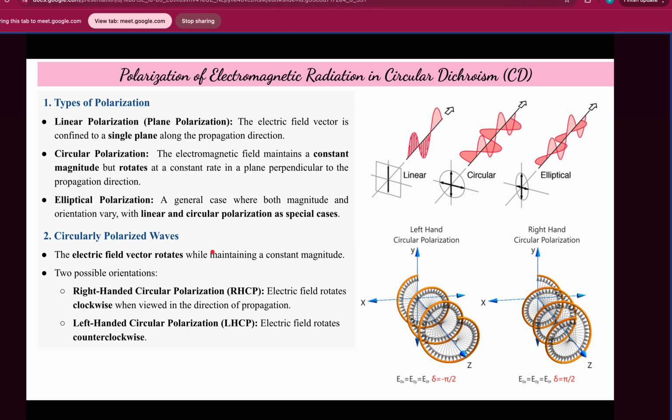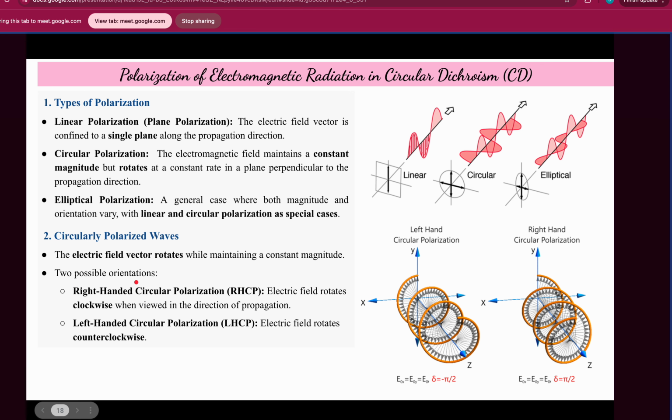So this will focus on circularly polarized light. In circularly polarized waves, the electric field vector rotates while maintaining a constant magnitude. The vector is rotating in all directions, but whenever it completes a circle, the magnitude remains the same. The magnitude, or the amplitude, the peaks, remains the same for all the waves.